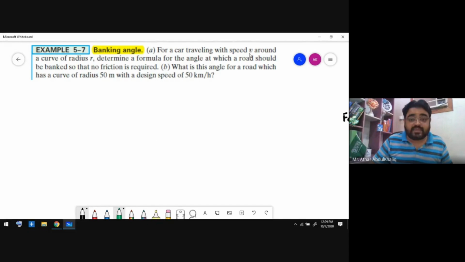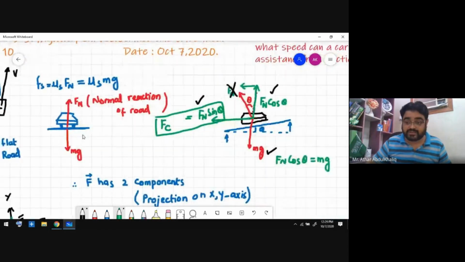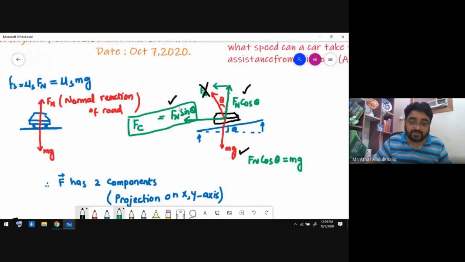For a car to travel with a speed v around a curve of radius r, determine a formula for the angle at which the road should be banked so that no friction is required. This is a very important line, that no friction is required. When we don't want friction required, we will have the centripetal force from the Fn sine theta according to the banking angle, as you can see in this figure. So Fc will be provided by Fn sine theta.